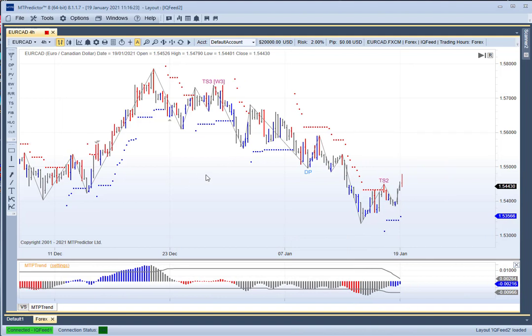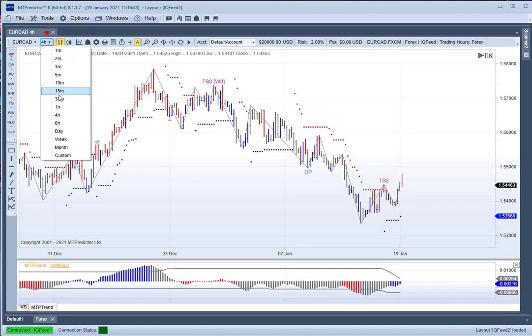Right, the setup I want to look at is this W3 or Wave 3 trade setup here. Let's have a quick look to see how this was set up. For those of you who are new to MTPredictor, we're not a black box system. We don't trade 100% of the time because we know and understand that markets are random about 50% of the time. So we only look to trade when the pattern's clear.